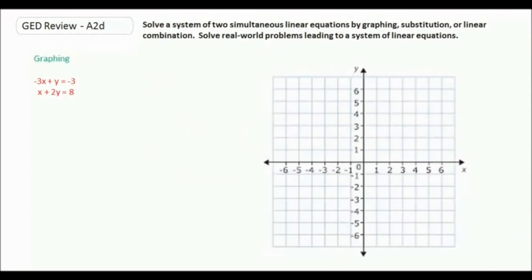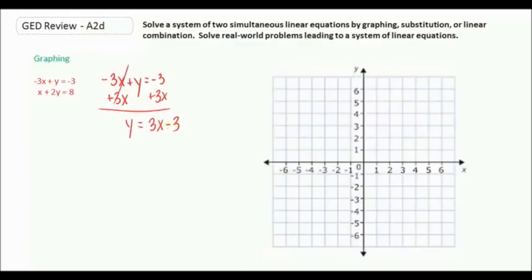Okay, finally we can do this by graphing. Now I'm not going to go into a whole lot of detail about graphing here, so if you need to, please watch this separate video on graphing linear equations. So to graph these, I first need to put them in slope-intercept form. So my first equation, okay, to get y by itself, I add 3x to the other side. So y equals 3x minus 3. That's in slope-intercept form.